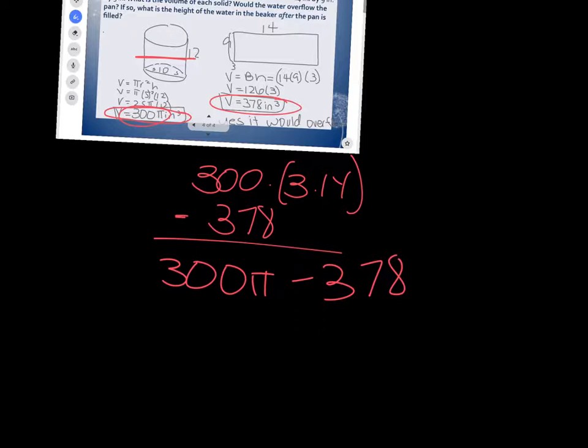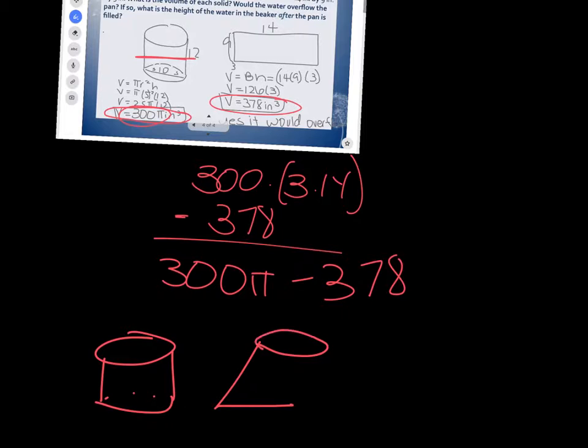Oblique is like slanted. Like this is straight up and down, that's a right cylinder, right? If I slanted it, it's called oblique, and it has the same volume. So you just need to know they have the same volume. It probably won't be on your test, but you just need to know they would have the same volume.